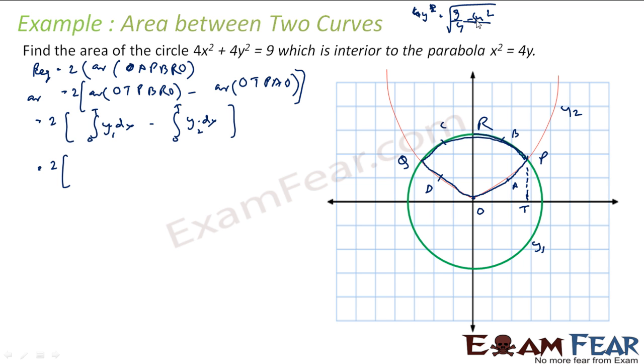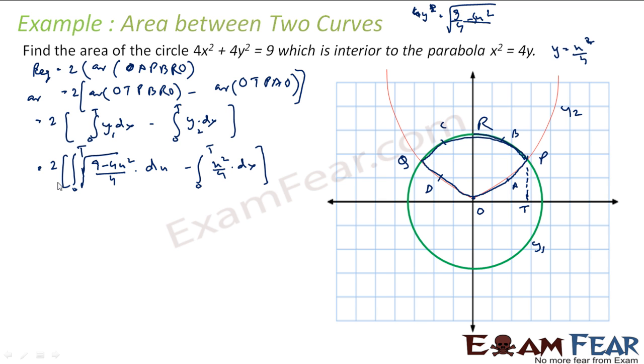So what you get is this guy, here is 4, once again. So if you see 4y square is equal to this, y will come out to be root of 9 minus 4x square by 4. So this becomes root of 9 minus 4x square by 4, the whole thing under root dx, and you integrate from 0 to t, minus this curve y2, y here will be x square by 4. So this becomes x square by 4 dx from 0 to t.